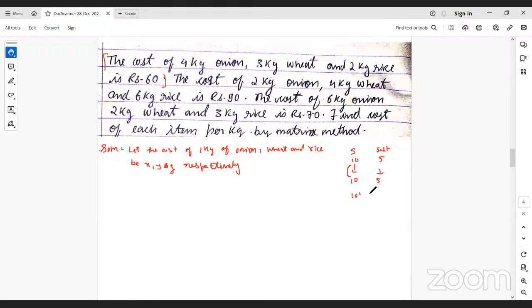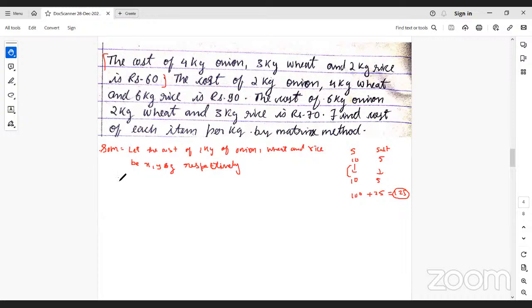So 10 into 10 it will be 100, and 5 into 5 it will be equal to 25. So you will be paying the total amount as what? 125 to the shopkeeper. Okay, so here instead of two items, here three items are given. So you have to multiply the number of kg with the cost of 1 kg and take their sum. Okay, so that is what we need to do.